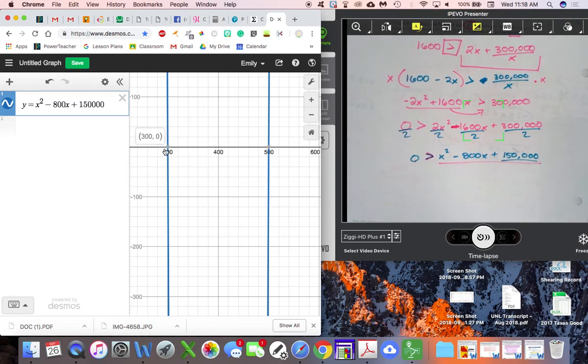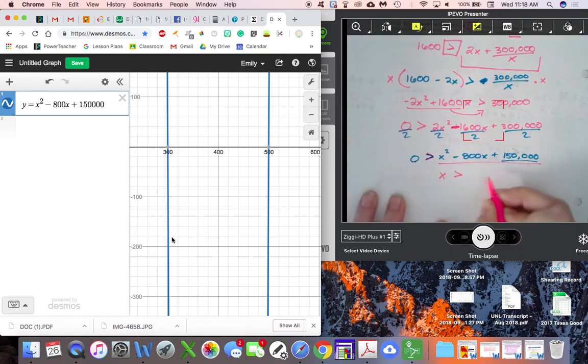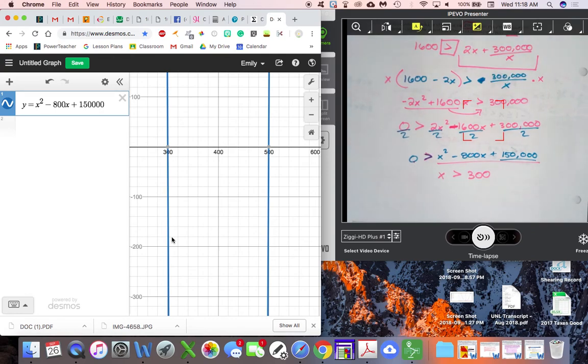So if I want to know where the y-coordinates are less than 0, like down here on my graph, my x-coordinates have to be bigger than 300. All of these points that are less than 0 on the y-axis have x-coordinates that are bigger than 300. Do you see that? Okay. So I want my x's to be greater than 300. Now you also see here that it has to be less than 500. Does that make sense? x has to be less than 500.